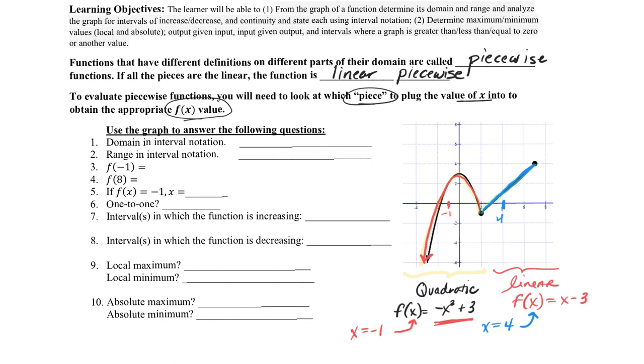Okay, so let's go through and answer the questions over here on the left. The first question we're going to answer is, what is the domain in interval notation? When I'm looking at the domain, I'm looking at the domain for the graph as a whole, even though this piecewise function is made up of a variety of functions. We look at the domain as a whole.